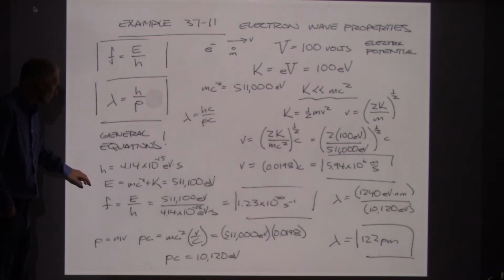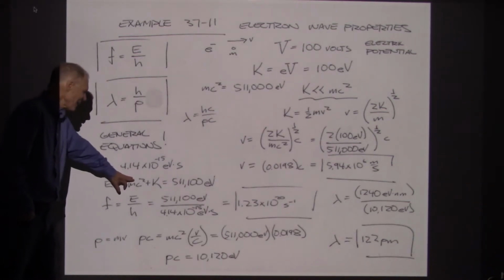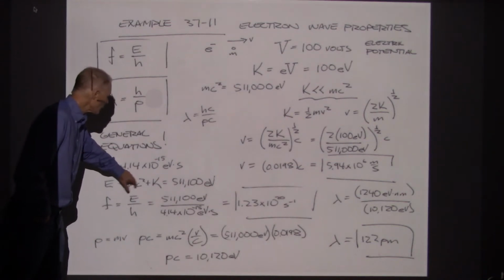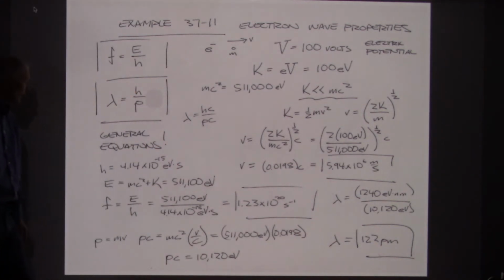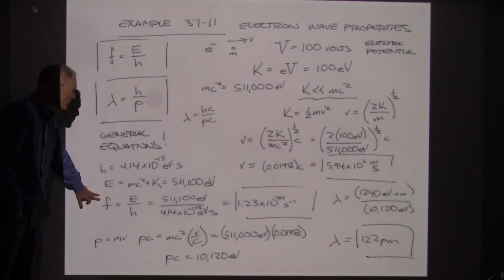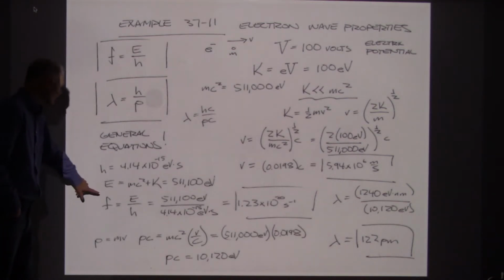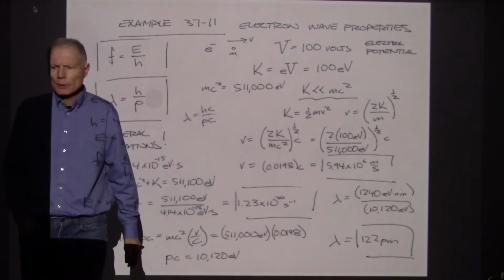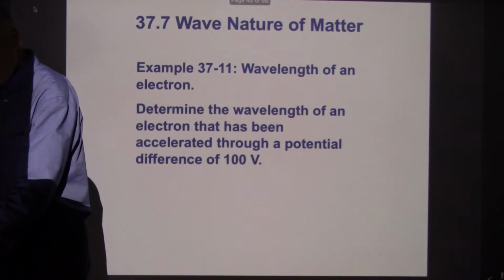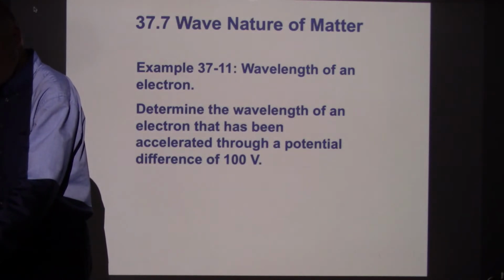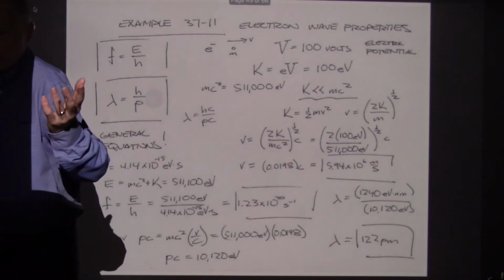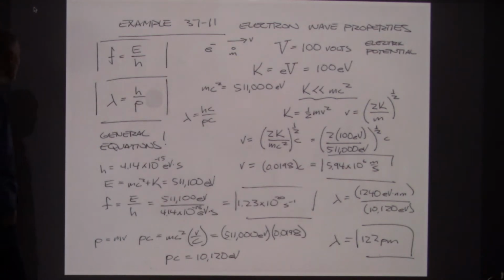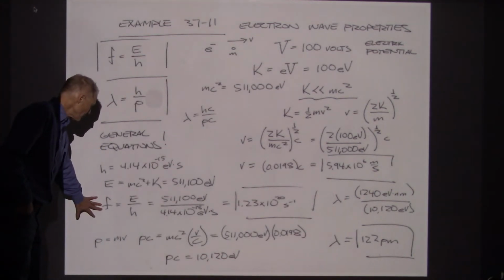that the energy of these electrons coming out, well, the mc squared is like 511,000 eV, so we're going to have an additional 100 eV of energy. We can calculate the frequency. These electrons have a frequency of 1.23 × 10^20 per second. Did they ask about that? I guess I added that in. I actually went through and calculated the frequency of an electron.